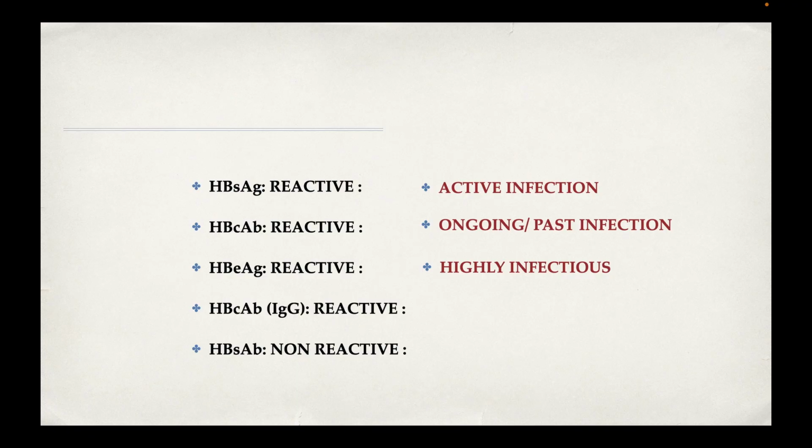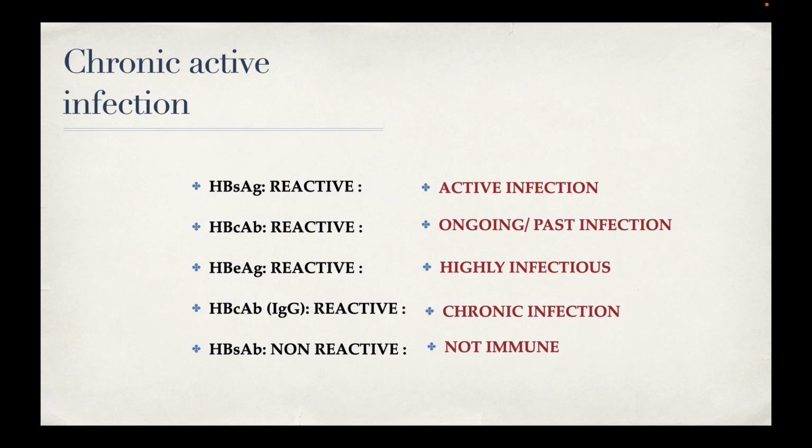The patient also has hepatitis B core antibody to immunoglobulin G reactive. And so we said once you have immunoglobulin G reactive, it means you are having a chronic infection. And we can also see that the patient has not developed any antibodies to the hepatitis B surface antigen. And so we say the person is not immune. And so basically, this patient is having a chronic active infection.